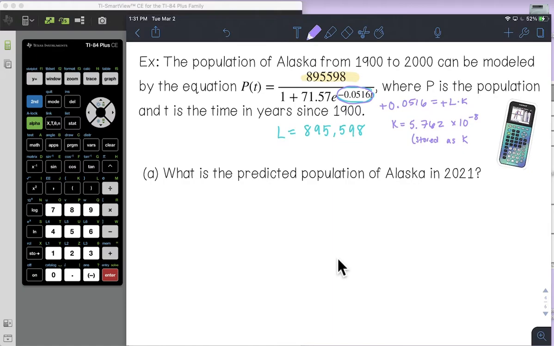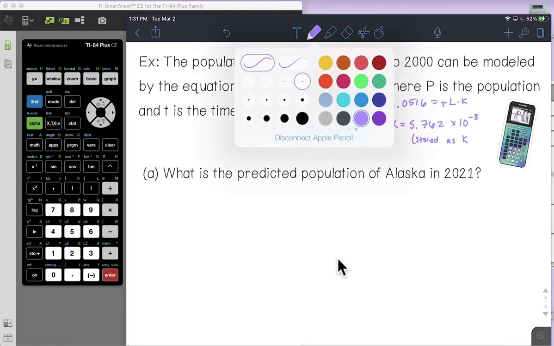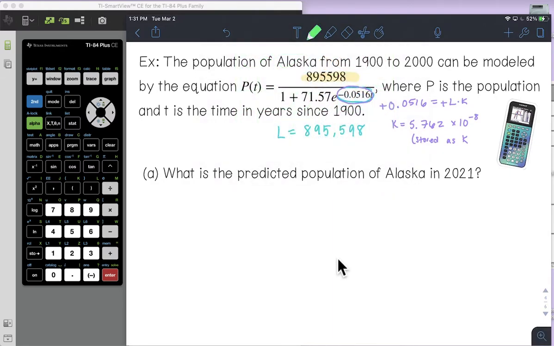Okay, so going back over to this, we want to know what is the predicted population of Alaska in 2021, so this year. T is the time in years since 1900, so that's going to be T equals 121. I'm just going to plug that into my equation. So P of 121 is going to equal my L value over 1 plus 71.57 e to the negative 0.516 times 121.